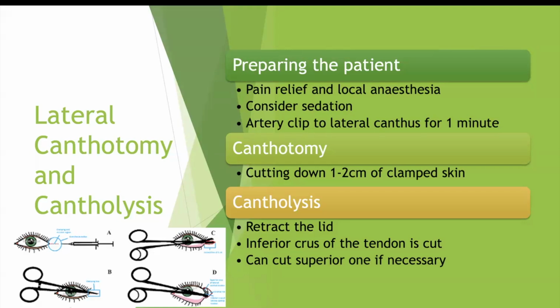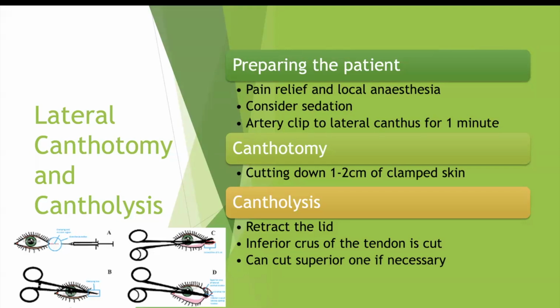The last thing in terms of preparing the patient is if you get a straight artery clip and you literally just insert it to the side of the eye, straight down towards your orbital rim and clamp down. Really clamp down and leave it there for a good 30 to 60 seconds. That can really help you when it comes to actually creating the canthotomy.